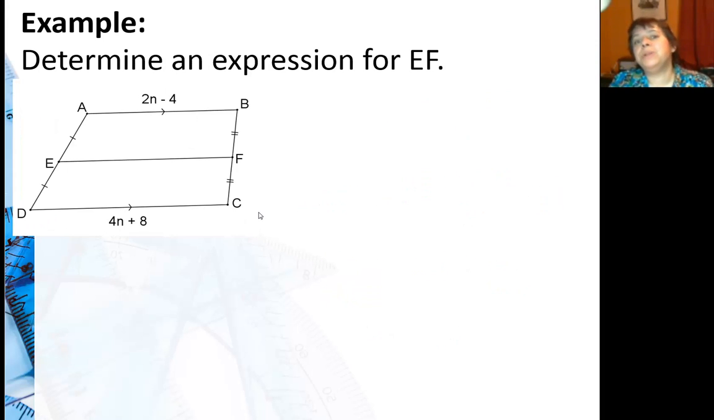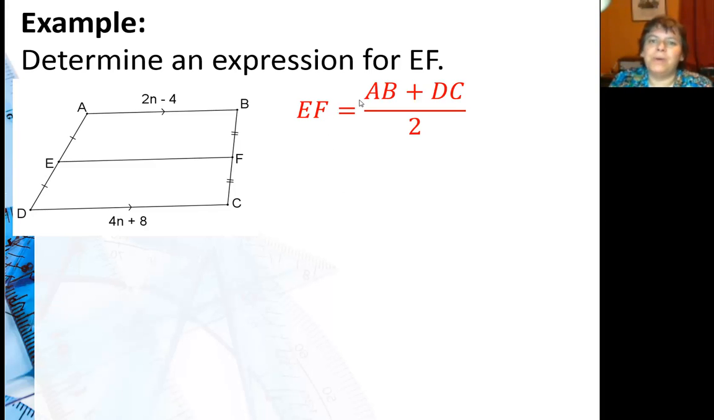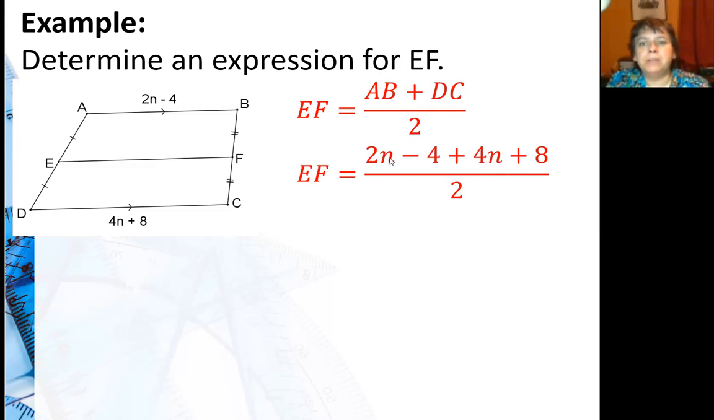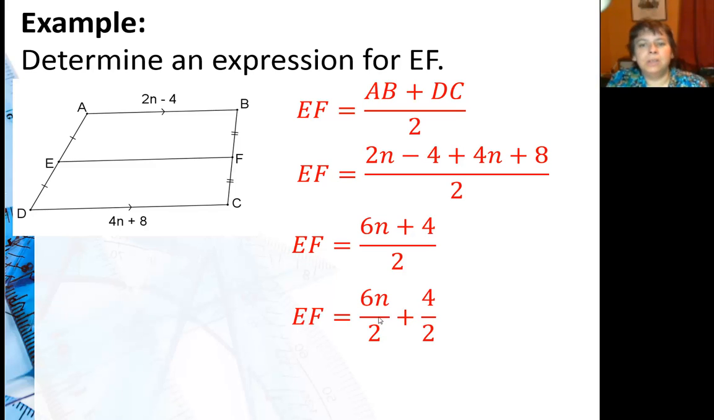Now we're going to do one where we're going to determine an expression for EF. So again, I'm going to write down my formula, and I love to write equations, so I know that's not an expression, but we'll get there. So EF is the sum of the two bases divided by 2. Well, I'm going to put in the 2n minus 4 for AB, and the 4n plus 8 for DC. Combine my like terms, 6n plus 4, all over 2, and I can break this up into two fractions, 6n over 2 plus 4 over 2, which is 3n plus 2.